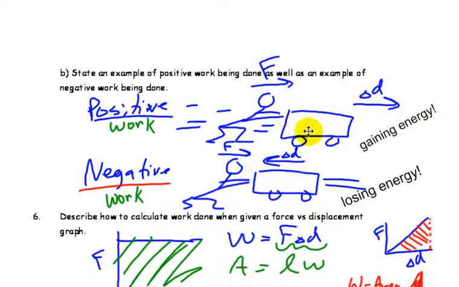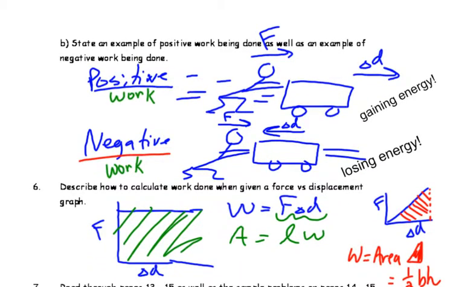So if we take a look here, involving pushing a wagon, if the force is in the same direction as motion of the wagon, then that's positive work. Or if the wagon is coming towards you and you're pushing in the opposite direction to slow it down, losing energy, that's negative work.